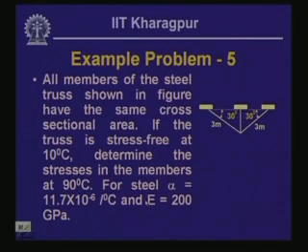Also, we have another problem related to thermal or temperature changes in the member. All members of the steel truss shown in this figure have the same cross sectional area. If the truss is stress free at 10 degree centigrade, determine the stresses in the members at 90 degree centigrade. For steel, alpha equals 11.7 into 10 to the power minus 6 per degree centigrade, and E is 200 GPa.